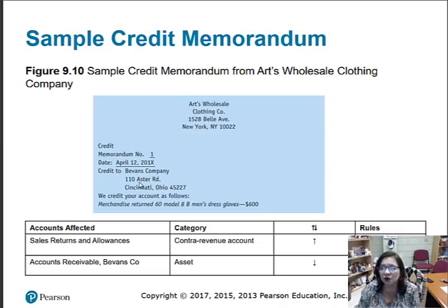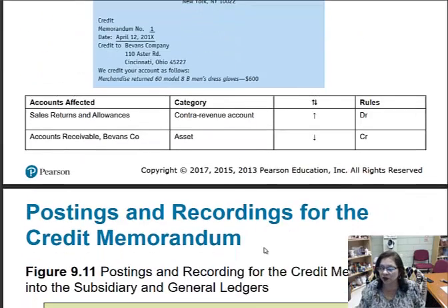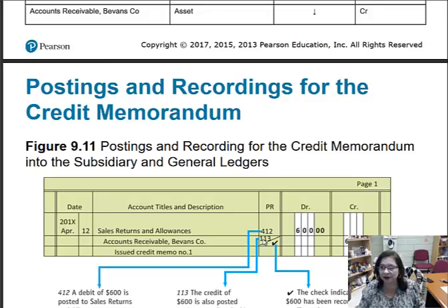Credit memorandum, we credited the account. Merchandise returned: 60 Model 8 men's dress gloves for $600. 60 of them, so they were worth $10 each. What that does is the sales return increases, but the accounts receivable for Bevan's company decreases, saying that they don't owe you those $600 anymore. And why? Okay.